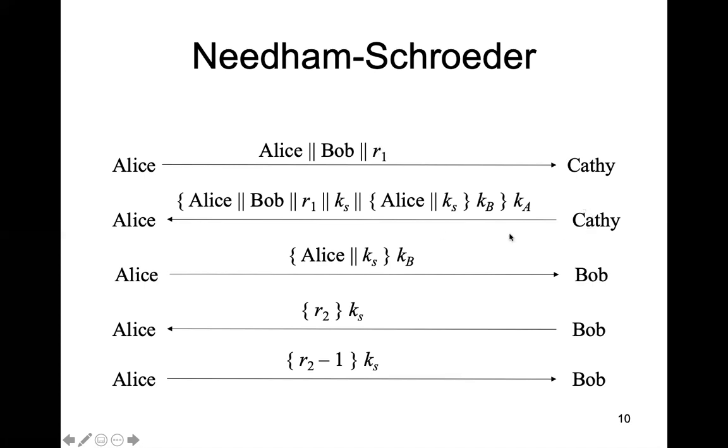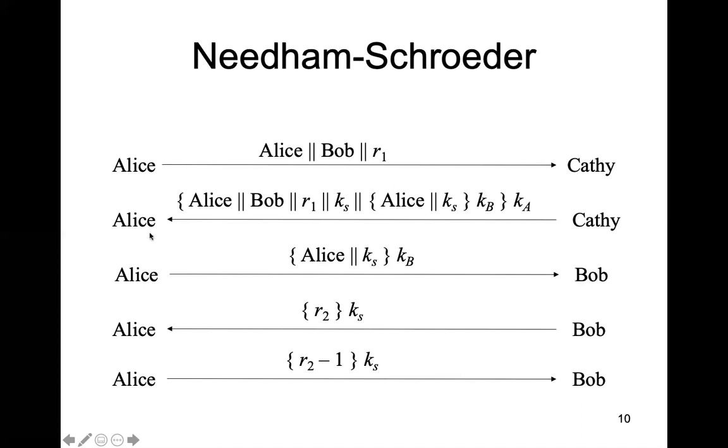So now in response, what Kathy sends to Alice is this particular message. So she sends this huge thing over here, all encrypted under KA, which is the key that Alice and Kathy share. So what is it? It is saying, look, what I'm sending you now is a response to your prior message. So Alice and Bob and R1. So it's a response to your prior message. Here is a key KS for you to use for communication with Bob. And I am also sending you something that must be sent to Bob.